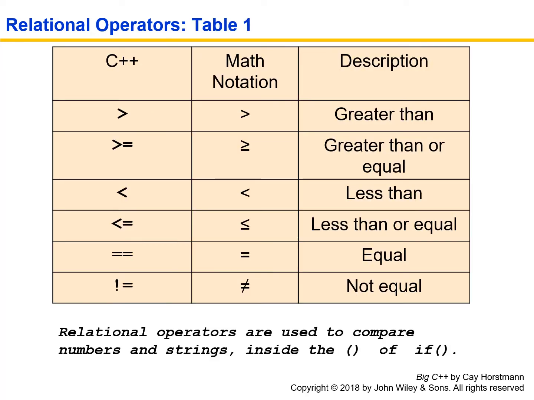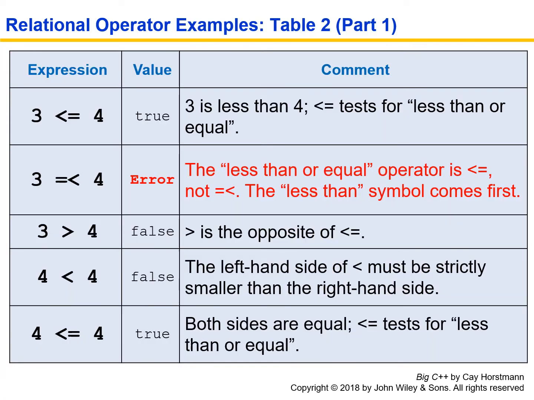There are 6 relational operators in C++: greater than, greater than or equal, less than, less than or equal, double equals, which is just read as equal, and bang equals or not equals. Sometimes C++ programmers read that exclamation point as the word bang, which is just kind of fun to say, but really it should be read as not. So that is not equal.